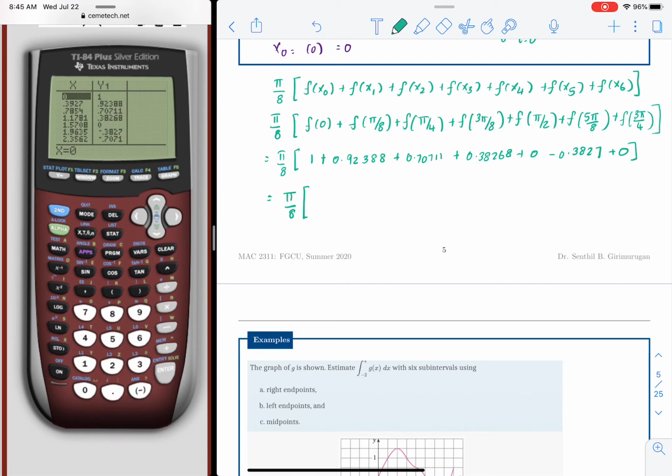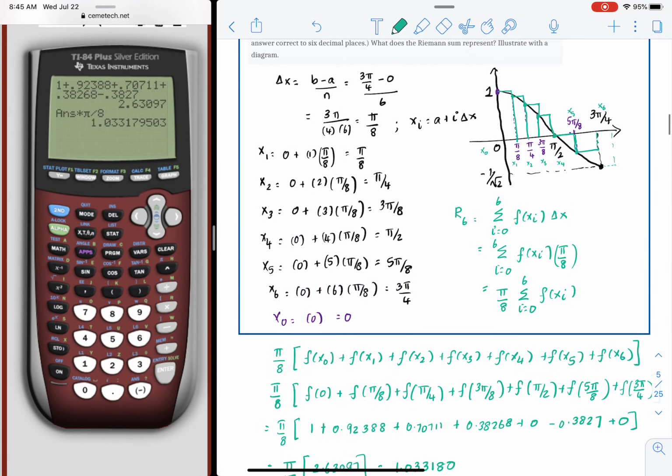Add all these values. 1 plus 0.92388 plus 0.70711 plus 0.38268 minus 0.3827. That gives me 2.63097, multiplied by pi and divide by 8, we get 1.03318.